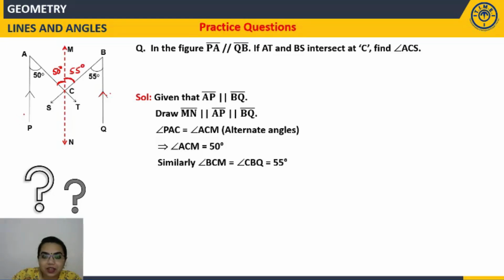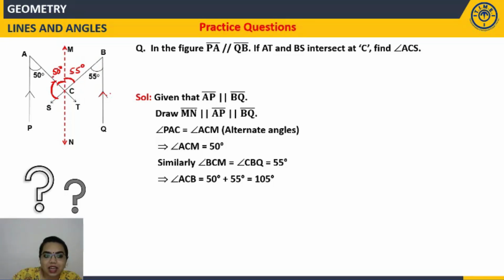What is the angle that we need to find? We need to find this angle ACS. How can we find it? Have a look at the figure. You can see BCS is a straight line, right? So when BCS is a straight line, the sum of the angles is equal to 180 degrees.